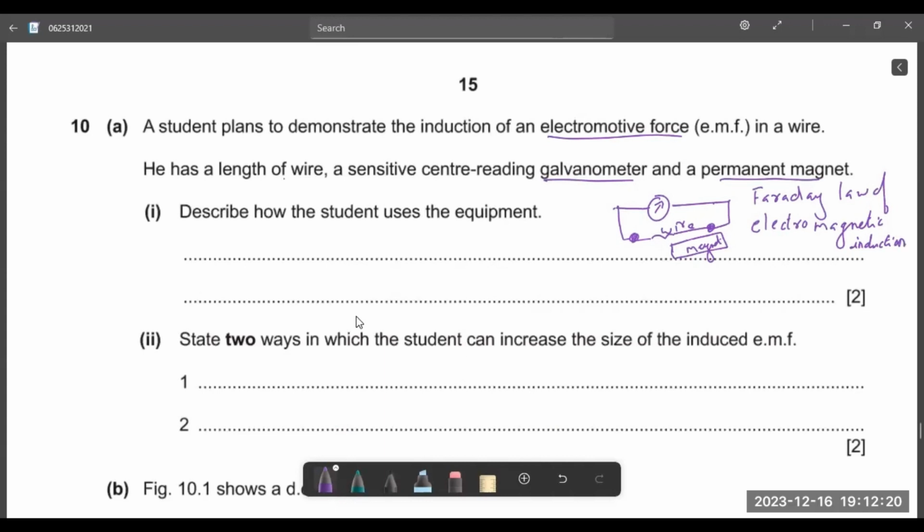So how we can use it: one point is connect both ends of the wire to the galvanometer. Next is move the magnet relative to the wire.